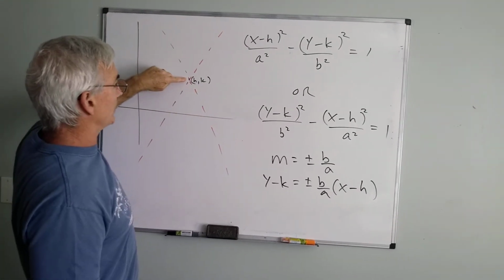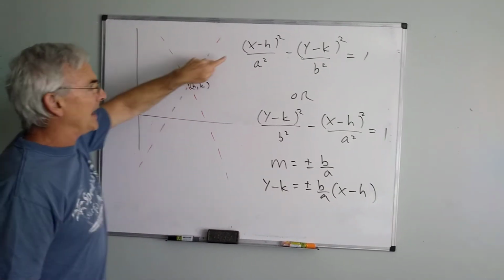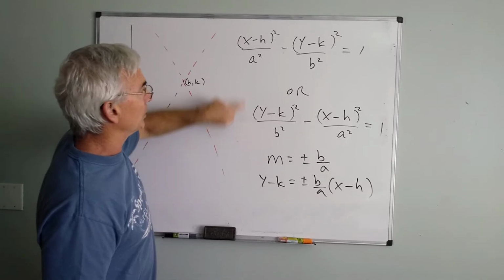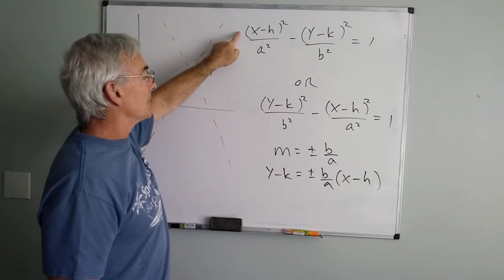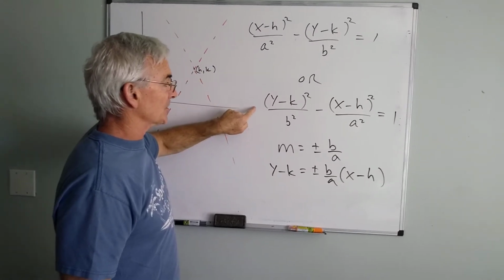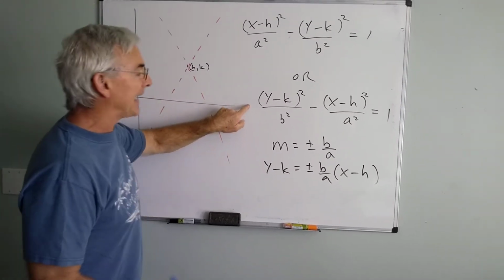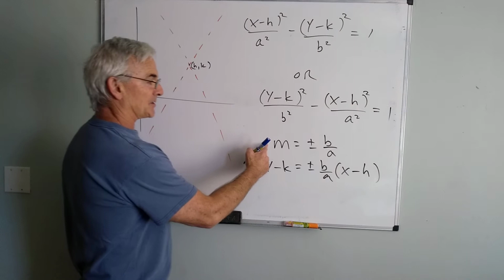Now, continuing, if I shift the center to h comma k like we've done in the past, and now I have a hyperbola that starts somewhere else, I have two possible forms of the hyperbola. If the x squared term comes first, it's going to open horizontally. If the y squared term comes first, it's going to open vertically. But in both cases, the slopes of my asymptotes are the same.